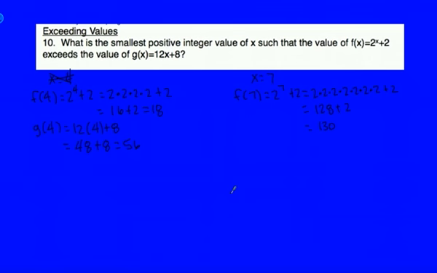So now we need to do g of 7. So when we do g of 7, we'll have 12 times 7 plus 8.